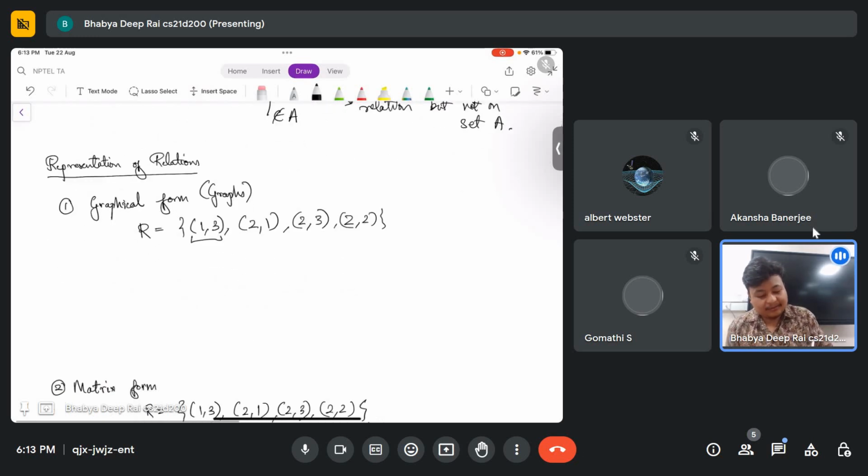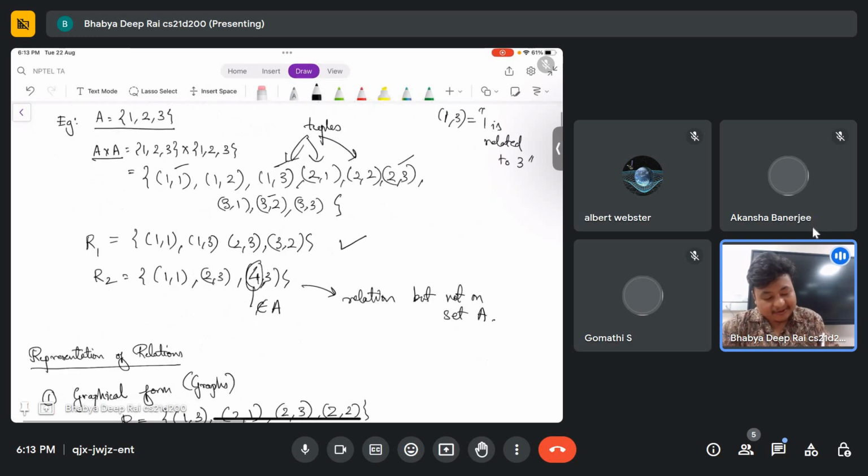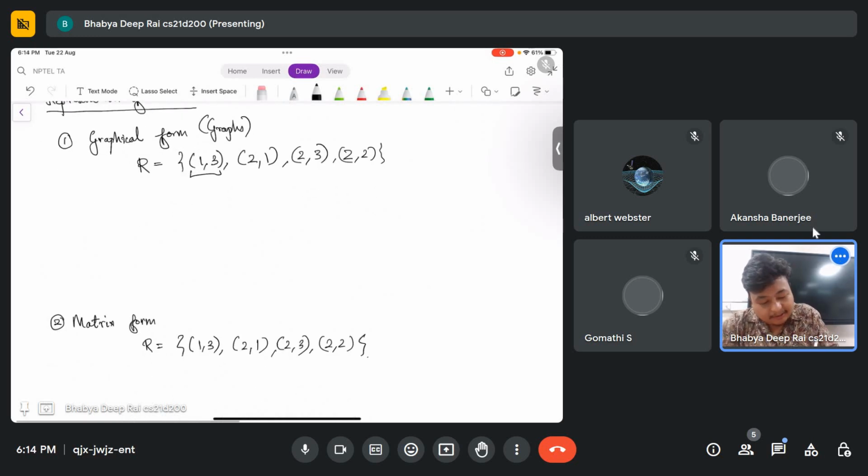So how do I make the graphical form? How do I represent these relations? We already saw the set theoretic form, that is, writing it as tuples. How do I do it? I just make what are called vertices or nodes for all the elements in A. Here I think A is 1, 2, 3.